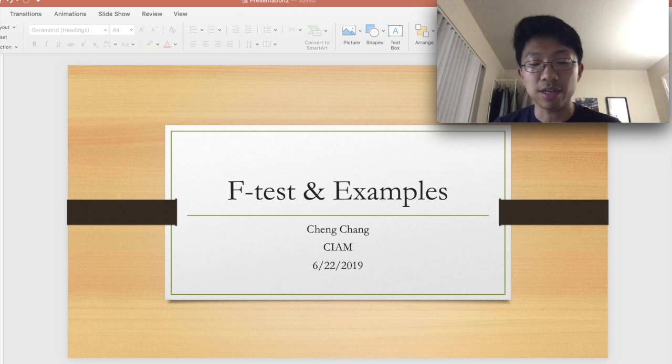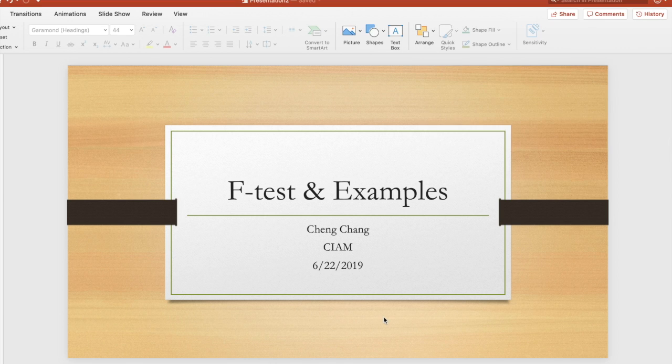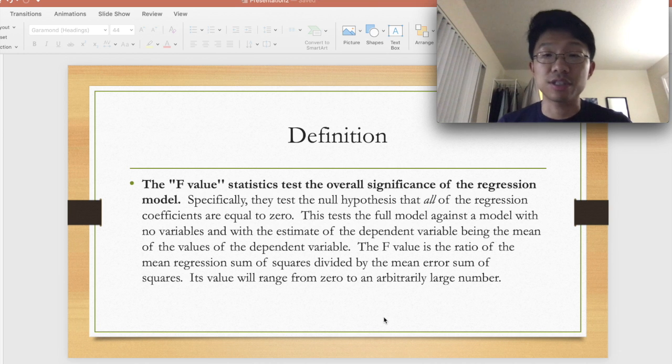My name is Chen, and today I'm going to talk about the F-test, its definition, and the role of the F-test in regression modeling, with some examples to support my idea. So let's start. First is the definition.